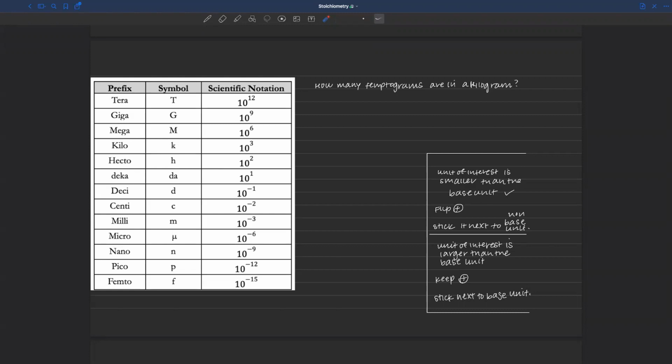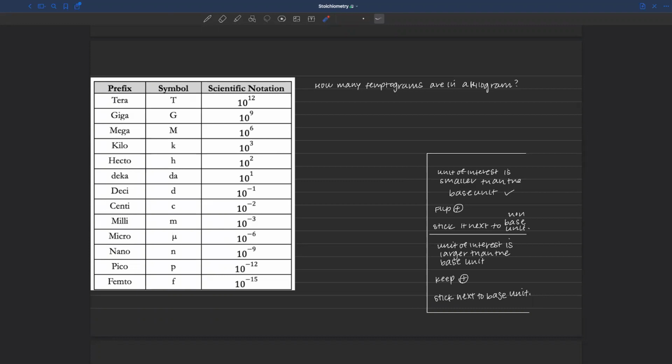So here in this situation, how many femtograms are in a kilogram? That's a little different from everything we've looked at up until this point, right? Because we've always taken everything from some strange unit back to the base unit, from femtograms to grams, kilograms to grams. We've never really had to do something like femto to kilo directly. So this is slightly different. But again, I definitely think we can do it.